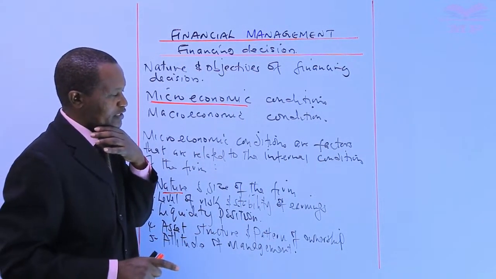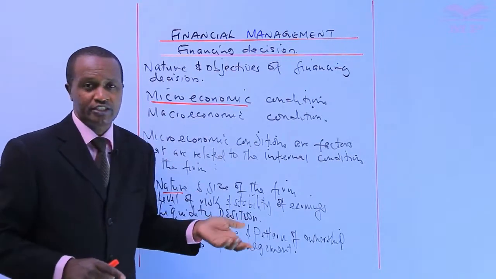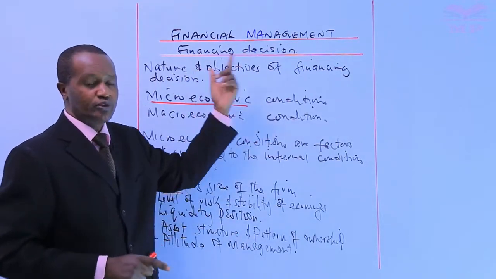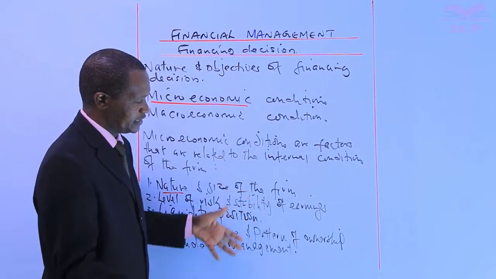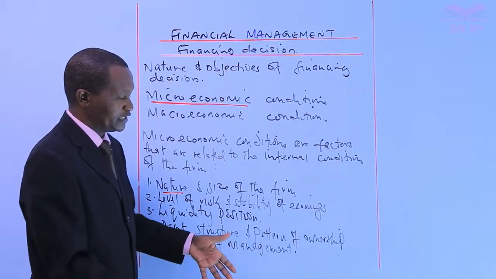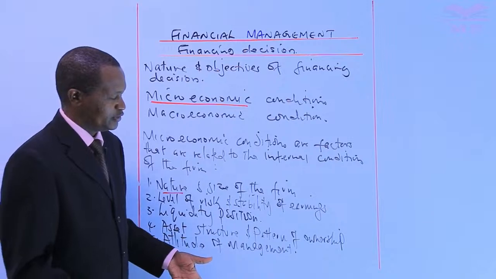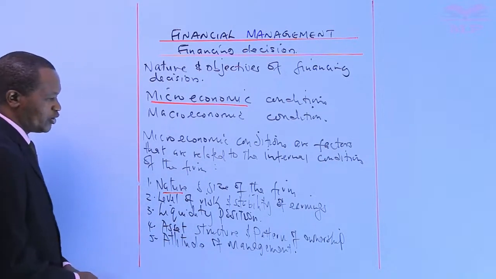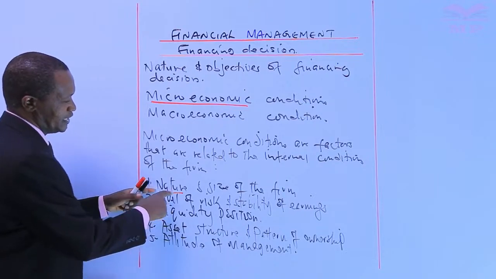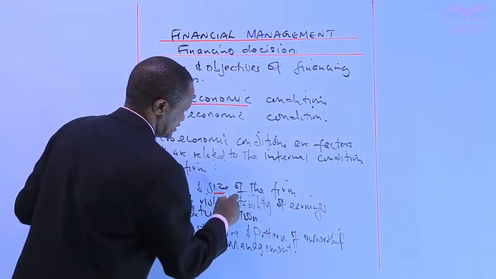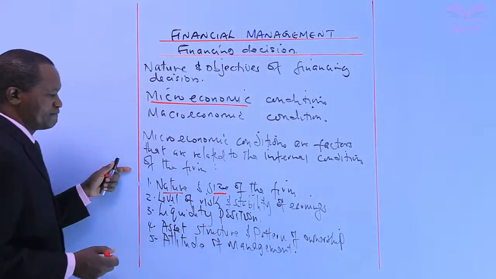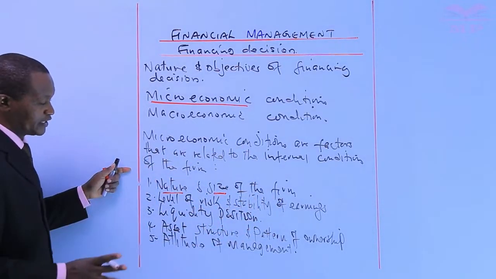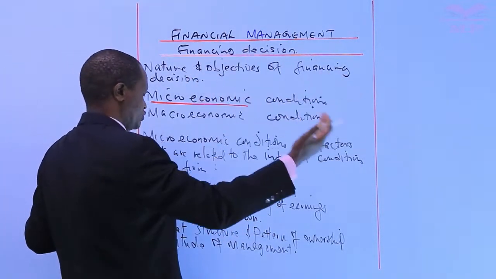Because if a firm gets its sources through maybe shares, then such a company is obligated to pay dividends to shareholders. But if a firm has generated these funds internally, then you see that company's dividend decision may be different. So you can see how the nature and the size of a firm affects or influences financing decisions.